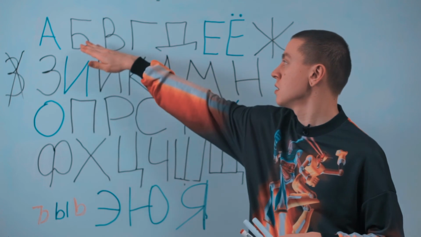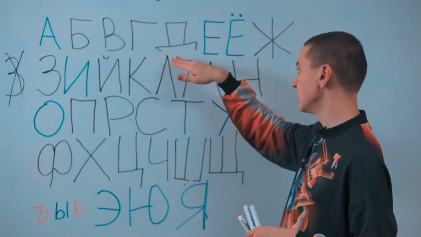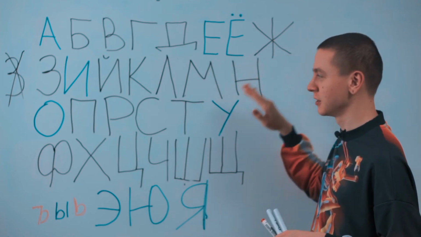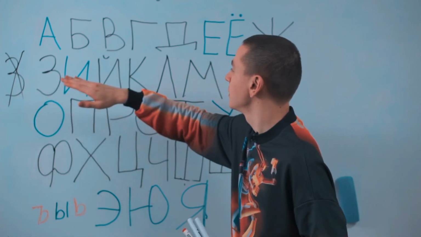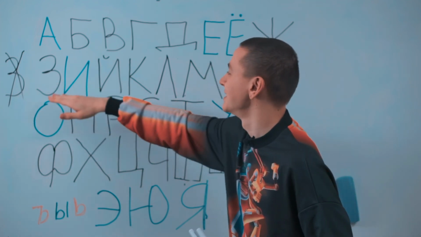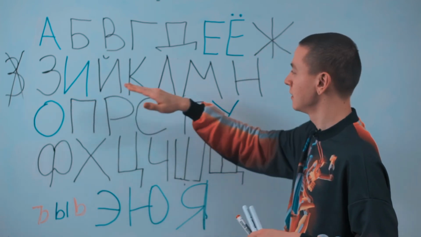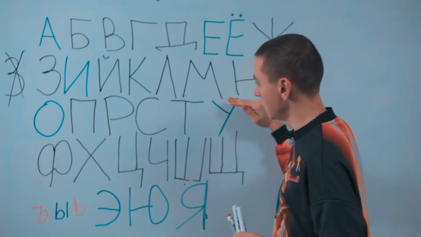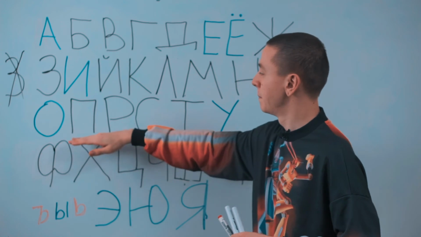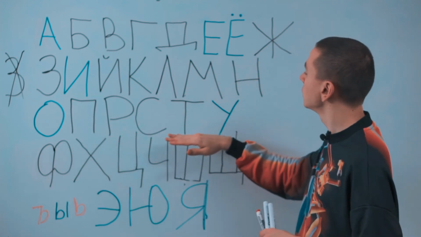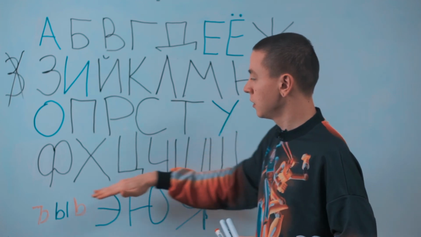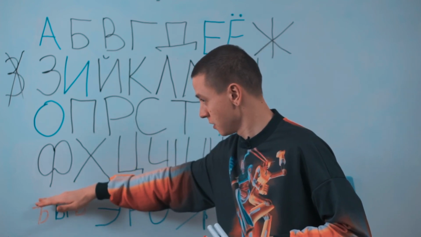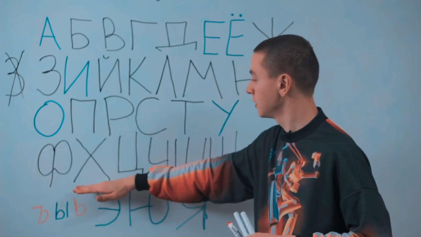A, B, V, G, D, Y, J, Ž. Z. It was a bad joke, I know. Z, I, Y, K, L, M, N, O, P, R, S, T, U. Do you remember? Yes. F. I like it. Not X.